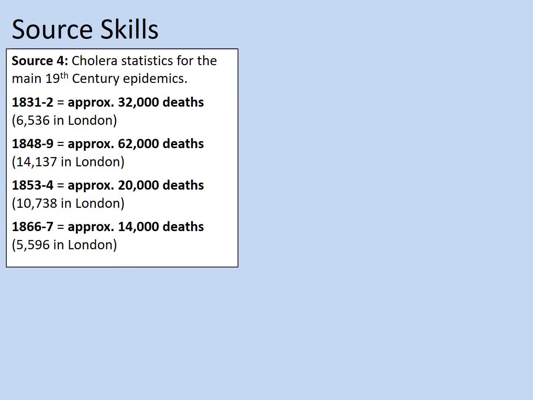Again, let's use some sources to extend our knowledge. Source 4 shows cholera statistics from the main 19th century epidemics. In 1831-32, there were approximately 32,000 deaths, with 6,536 of those being in London.